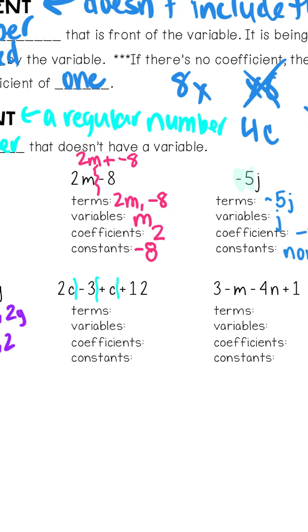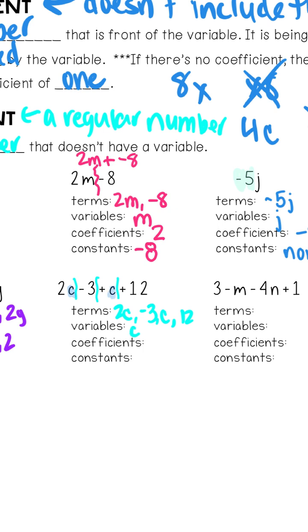Okay, so my terms would be right here. I would have 2c, that looks like a -3, a c, and a 12. So what are the variables? The variables, that was just your c.